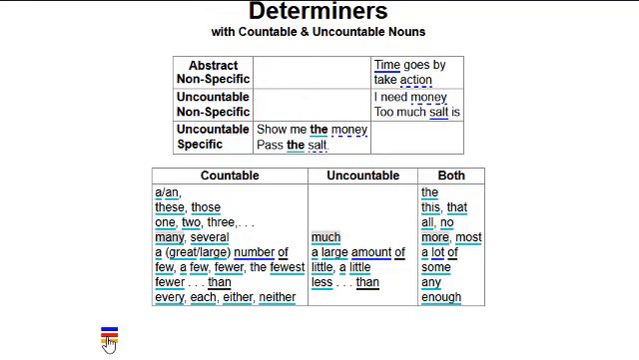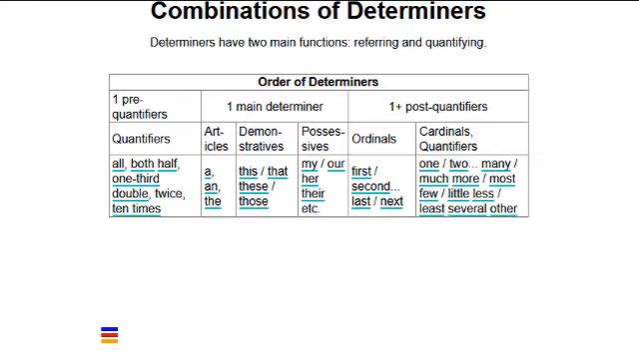The subclasses of determiners refer to how they can be combined. Without a coordinating conjunction, only one pre-quantifier can be used. If one is used, it should come first. It can be followed by only one main determiner. Main determiners include articles, demonstratives, and possessives. Finally, just one or two post-quantifiers can be added without a conjunction.